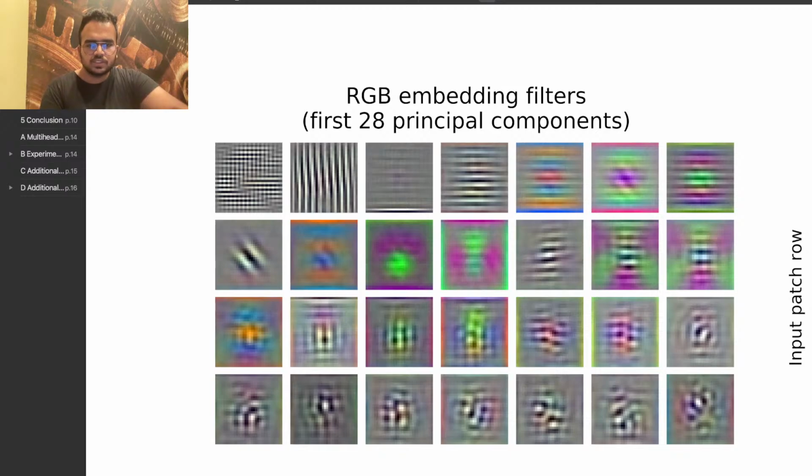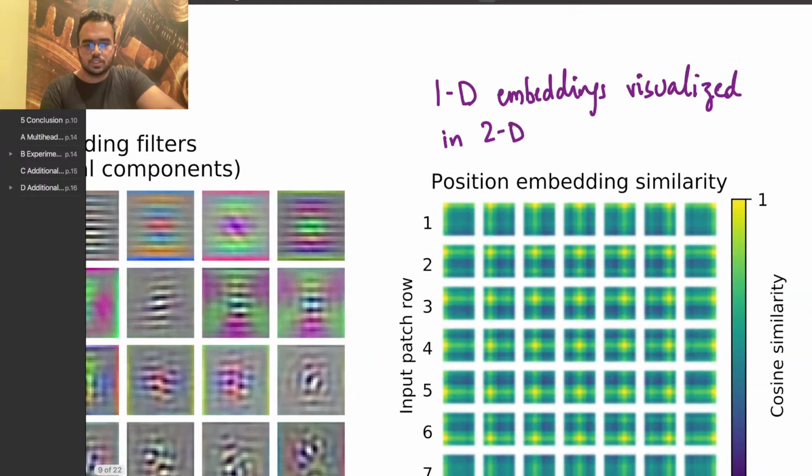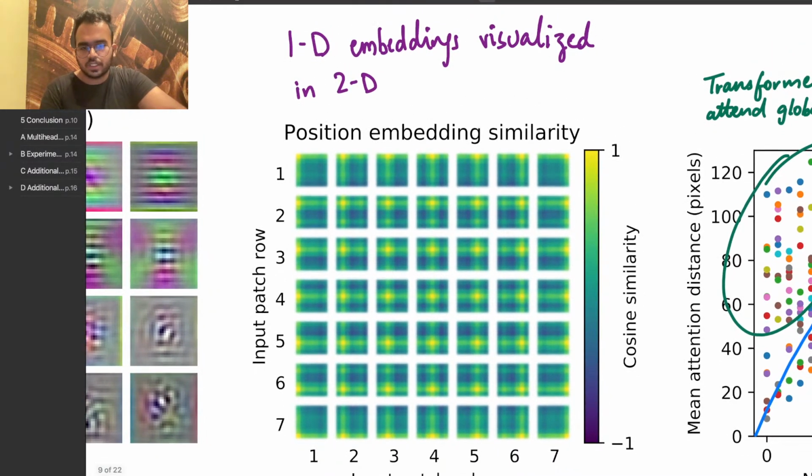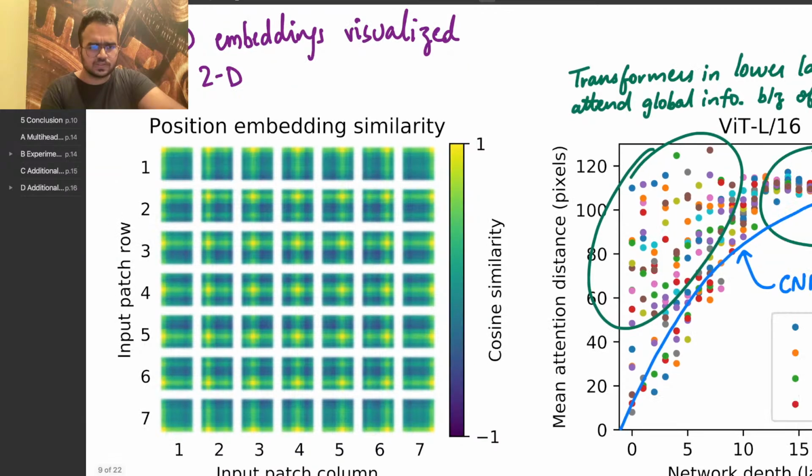And you can see that these are very similar to what we saw previously in AlexNet, that we have such similar filters in the earlier layers to abstract out information. Position embedding similarity, again 1D embeddings are visualized in 2D, and you can see that these embeddings that are learned are actually learning the exact position that the patch belongs to in the image.